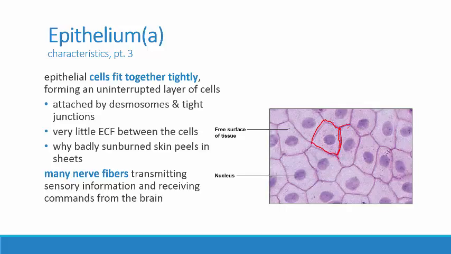Their membranes come very close to each other, and the cells are attached to each other by tight junctions and by desmosomes. So this gives the cells a lot of surface attachment to each other. It makes them relatively waterproof. So epithelial cells are held together tightly enough that we don't lose lots of water from the tissues beneath. And there's very little extracellular fluid.